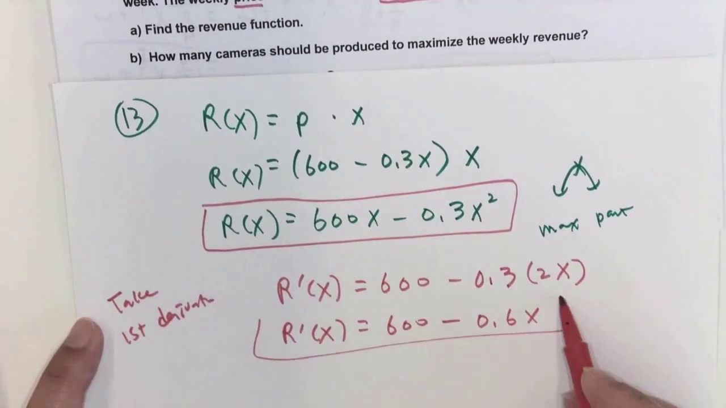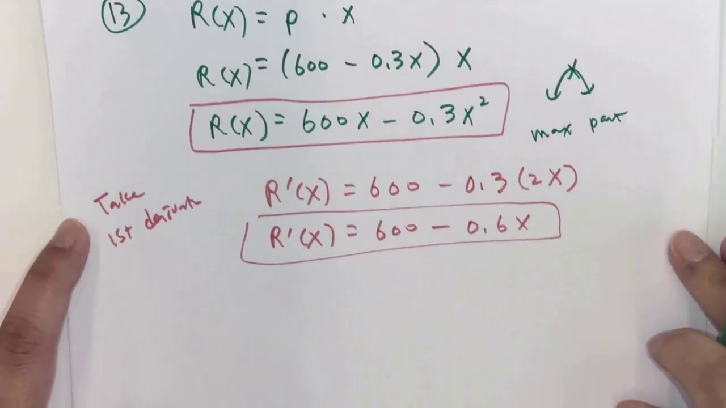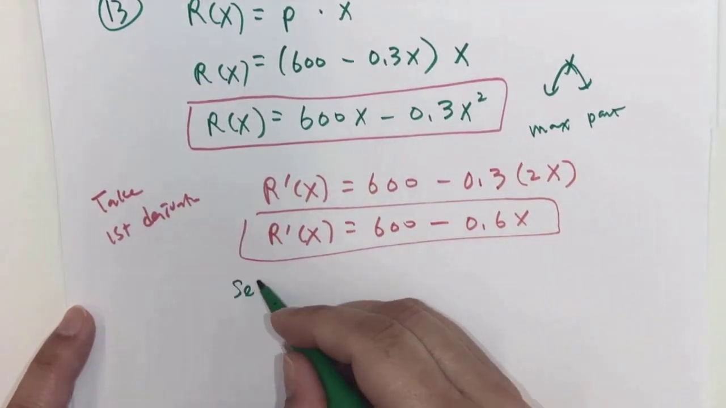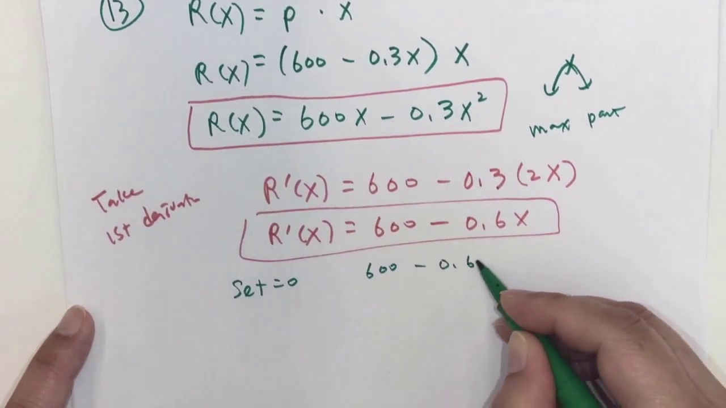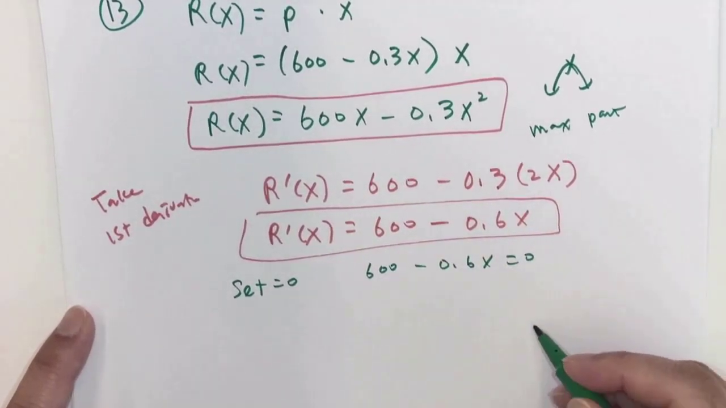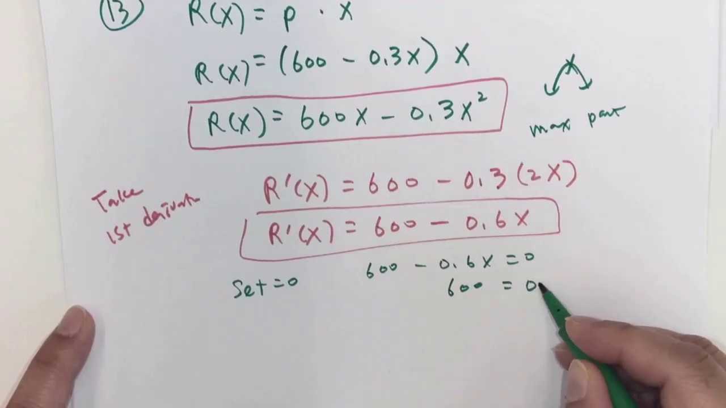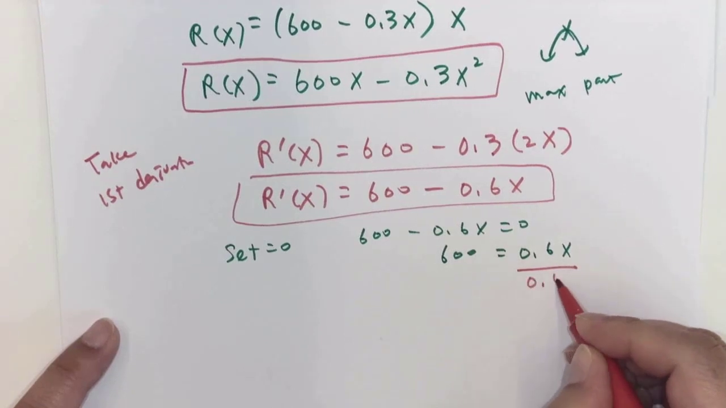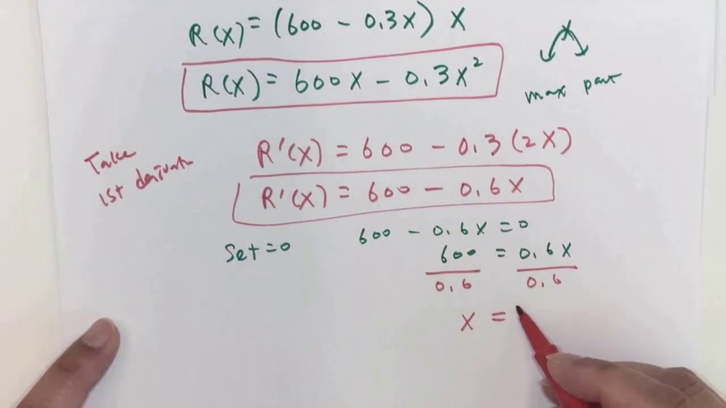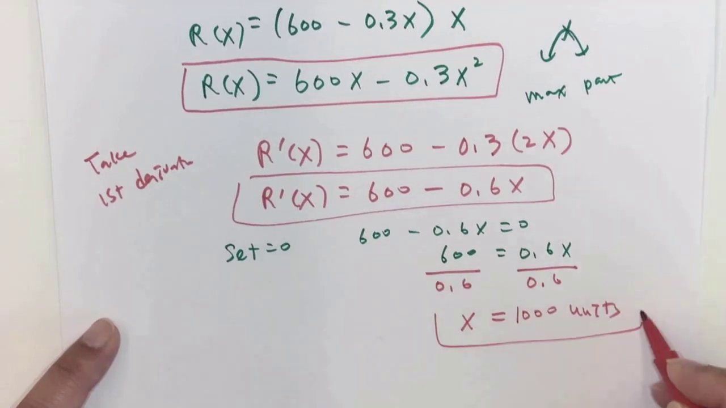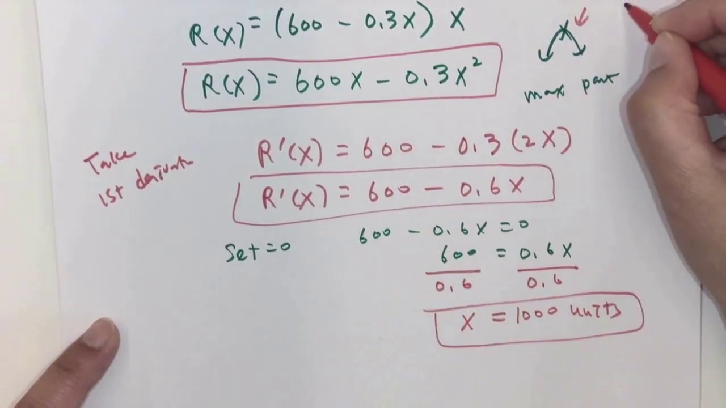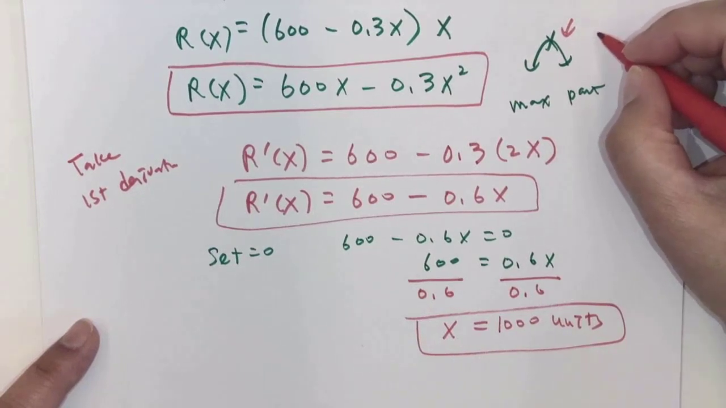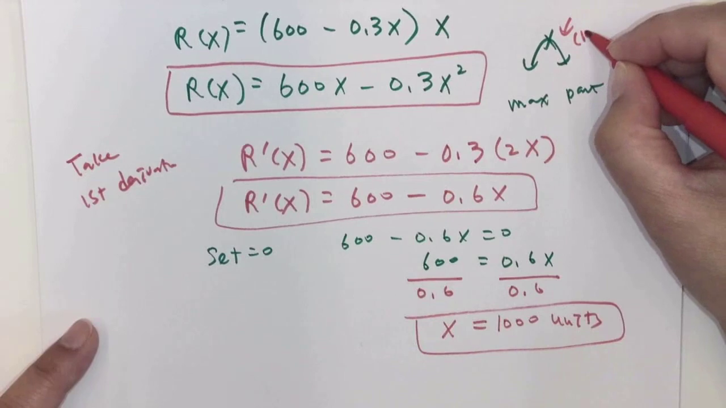Once you get the derivative, because I want to know if it's increasing or decreasing, and get the point, I am going to need to set it equal to 0. 600 minus 0.6x equals 0. I can move x to the other side. 600 equals 0.6x. If I divide both sides by 0.6, what do I get? X will be 1,000 units. This would be the critical number, and because the graph looks like that, I'm pretty sure that's my maximum. So this will be 1,000 units for X.